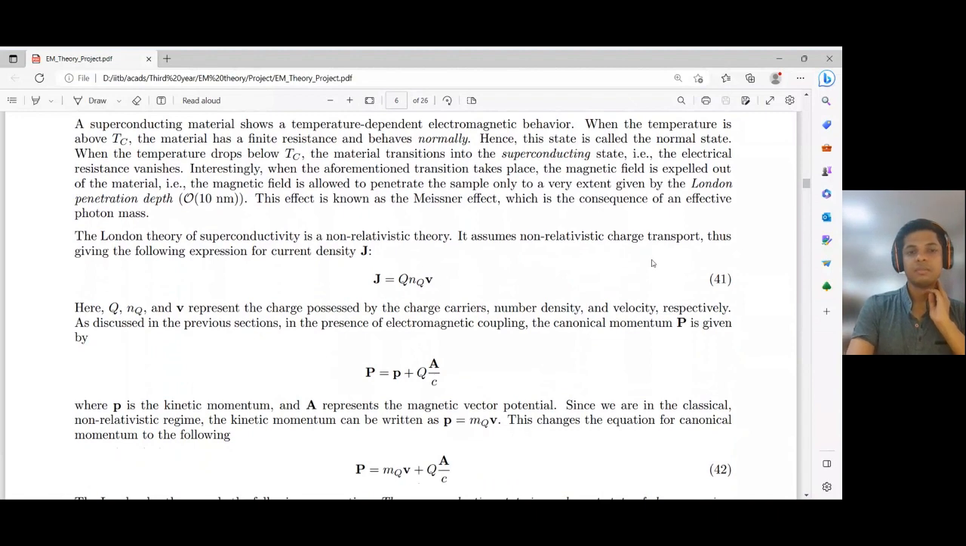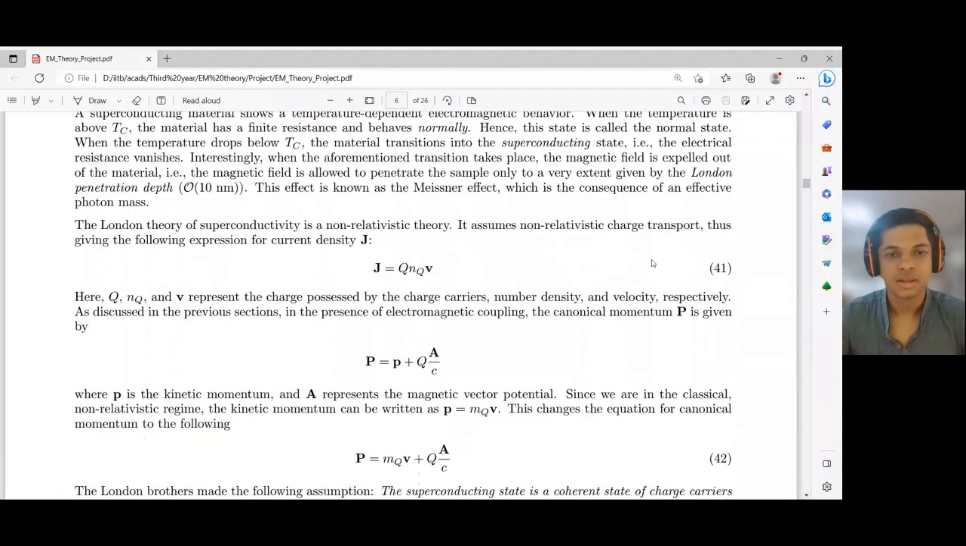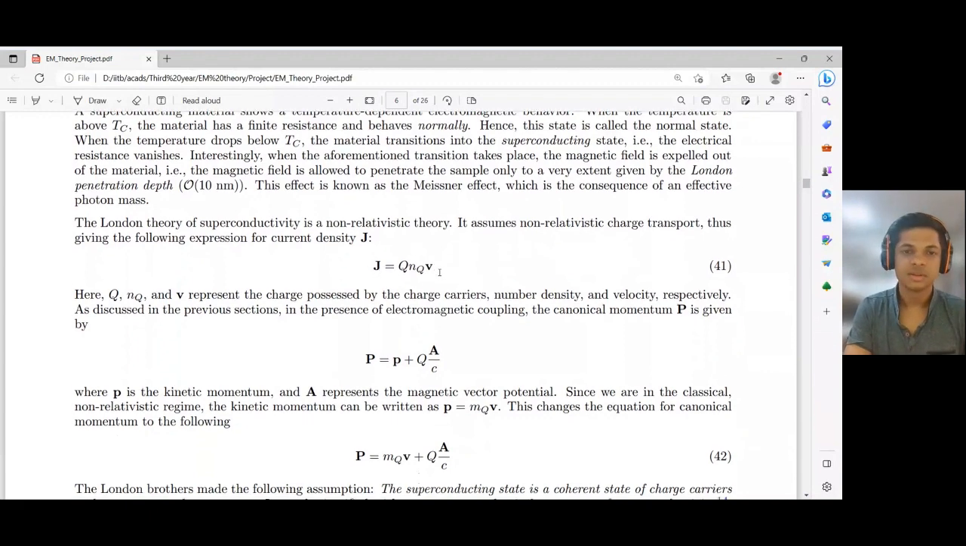First, let me state the notation. q represents the charge of the charge carriers, and n_q represents the number density. The vector v over here is the velocity, and the vector J is of course the current density. So we know that J vector is q n_q v. We start with this equation.